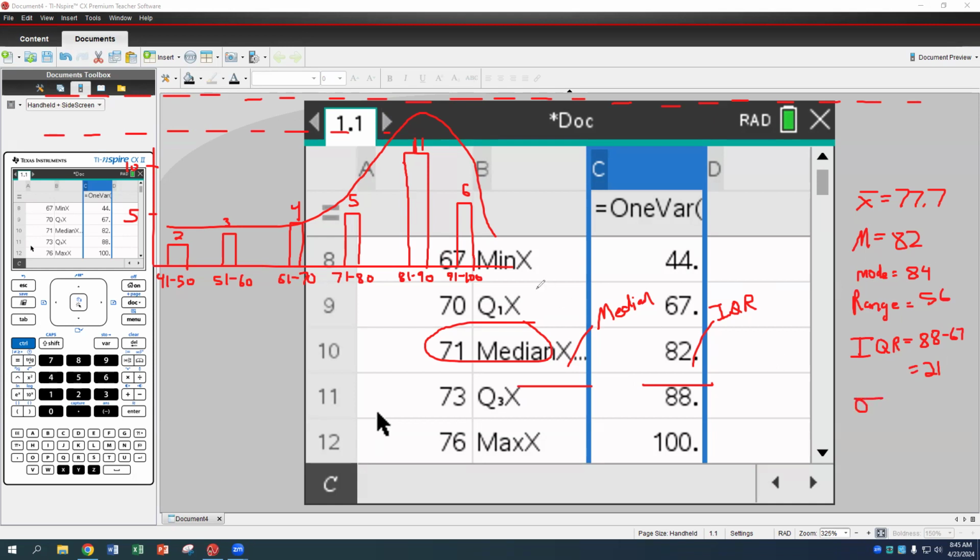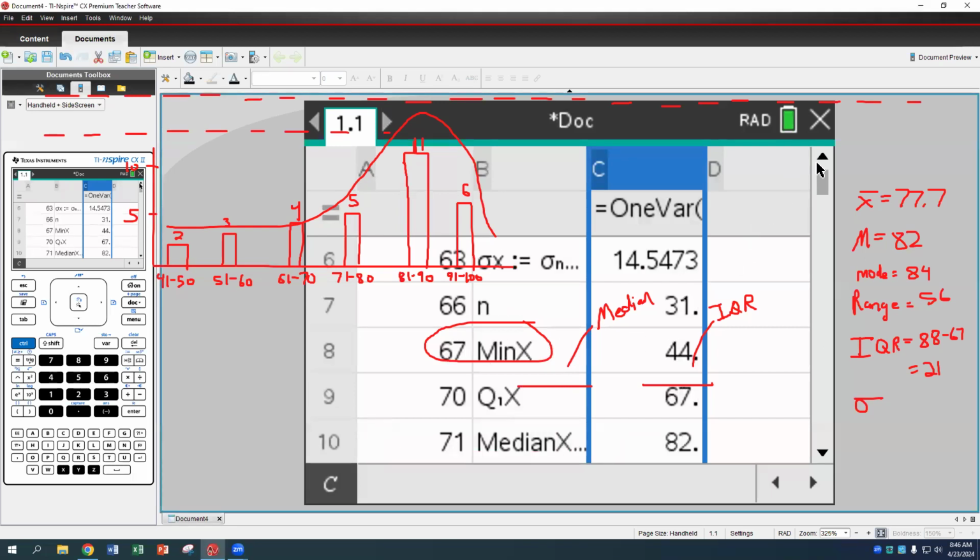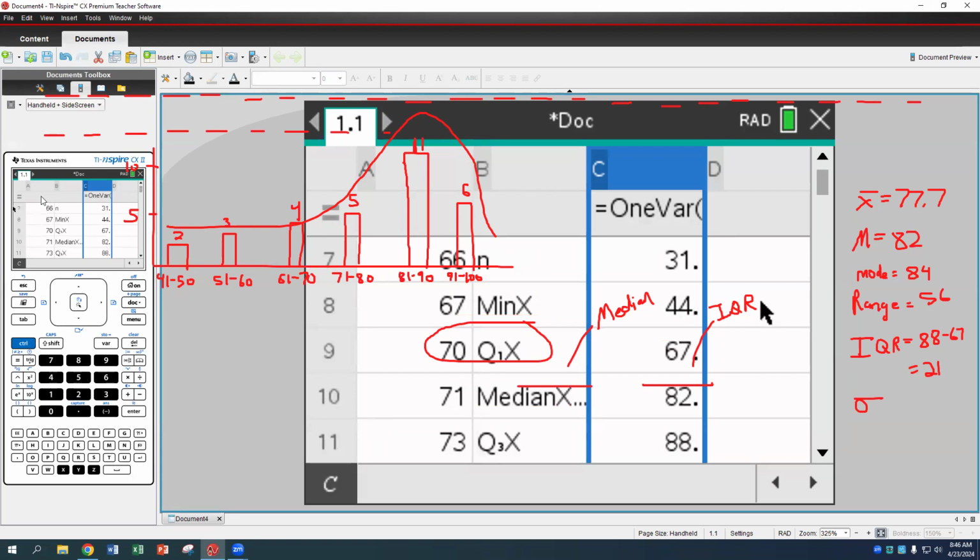And then standard deviation is 14.5. So there's a lot of variation in this data.